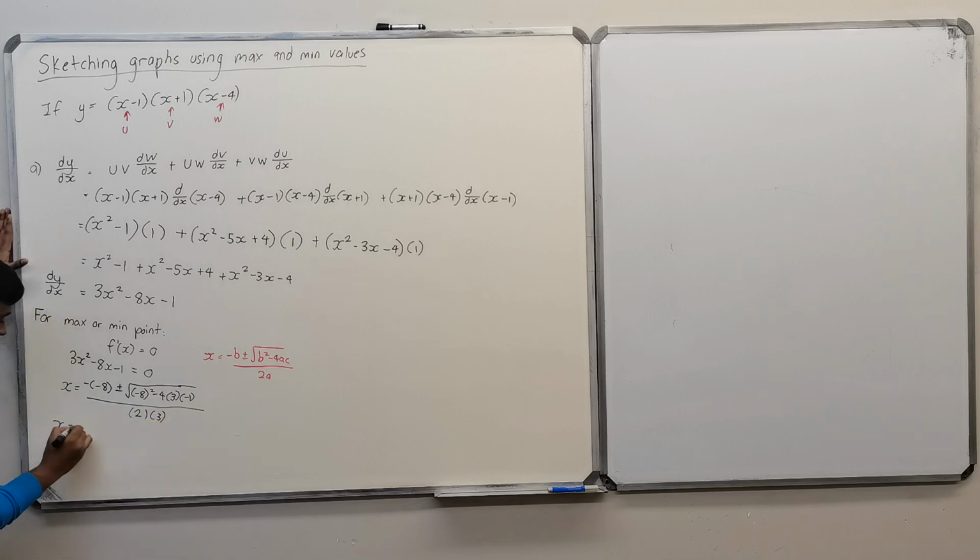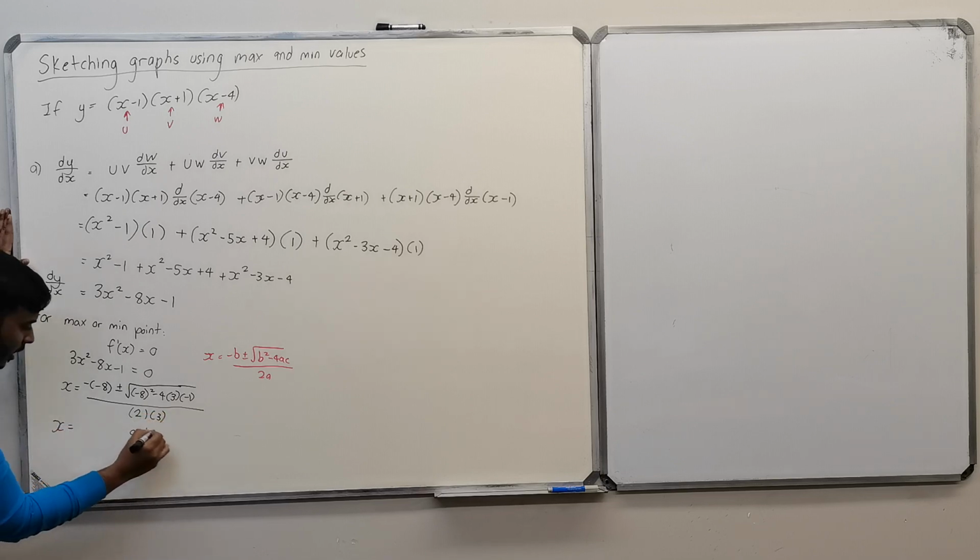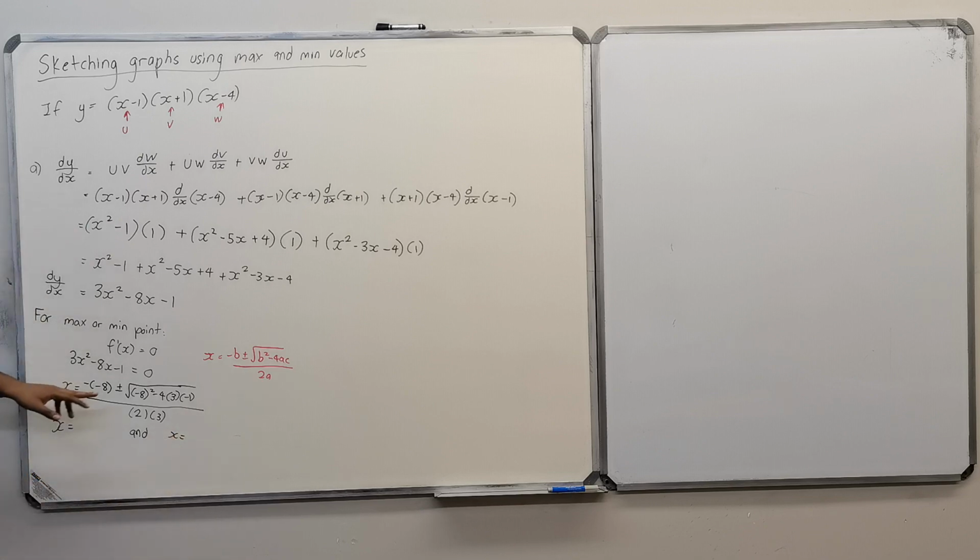So x is equal to, and if you put this in your calculator with plus first, it will give you one value of x. If you put it in your calculator with minus, it will give you another value of x. So do that and tell me what you get. So guys, so far you understand that? This was using the product rule for 3 factors.